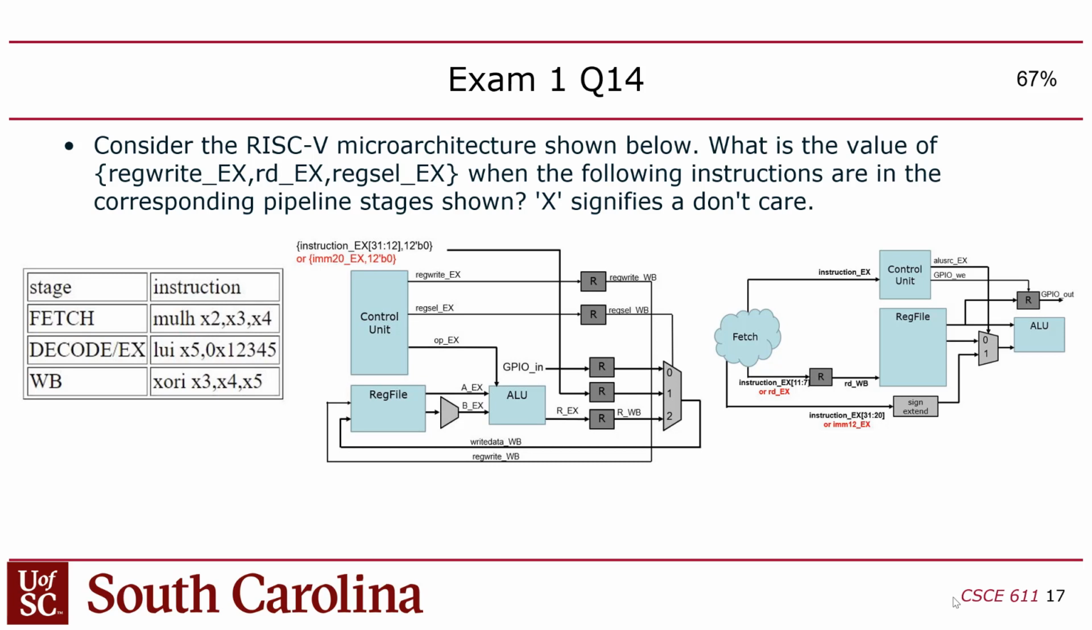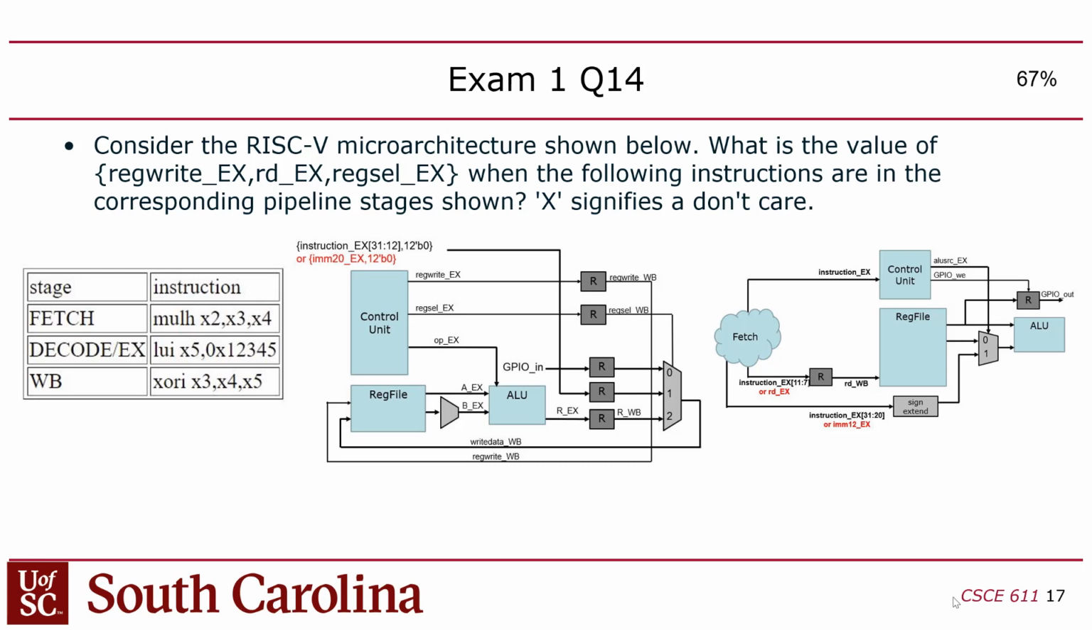Okay, so what is the destination register of the instruction in the EX? Well, that would be 5, right? Because we're writing to 5. So 5, in 5 bits, would be 0, 1, 0, 1. No, sorry, 0, 0, 1, 0, 1, right? 1, 2, 3, 4, 5. So this is 5 bits with the value of 5: 0, 0, 1, 0, 1.